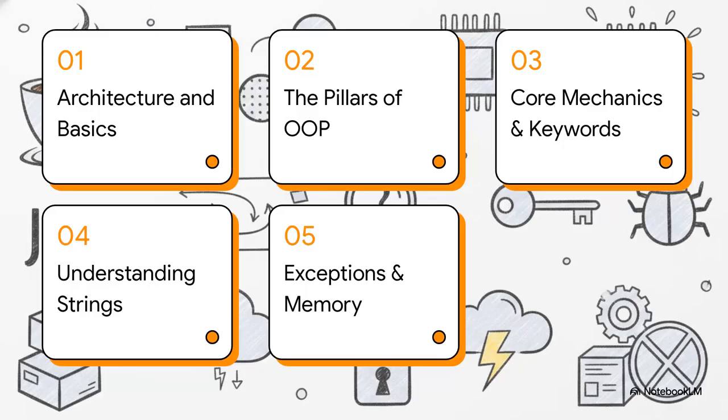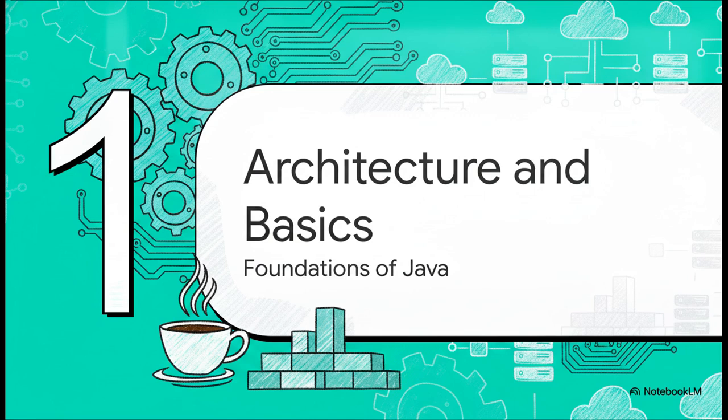So, here's our game plan to logically conquer these concepts. We're gonna hit 1. Java architecture and basics. 2. The pillars of OOP. 3. Core mechanics and keywords. 4. Understanding Java strings. And 5. Exceptions and memory management. Let's jump right in. Section 1. Java architecture and basics.